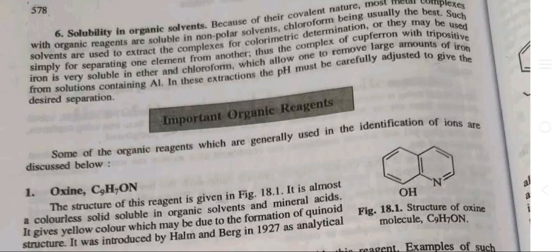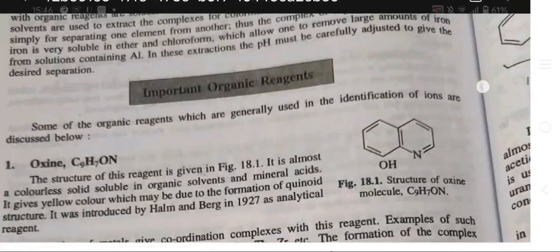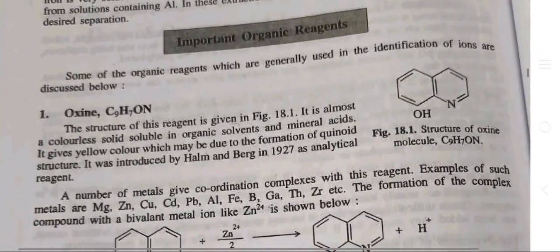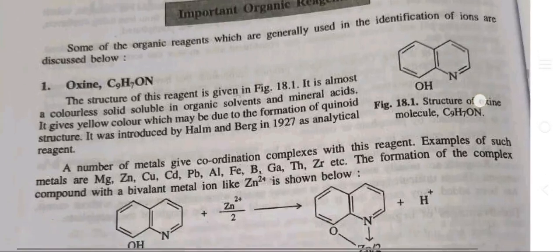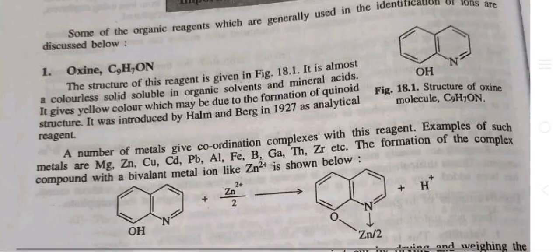In these extractions, the pH must be carefully adjusted to give the desired separation. Important organic reagents. Some of the organic reagents which are generally used in the identification of ions are discussed below. Oxine, C9H7ON. The structure of this reagent is given in the figure.